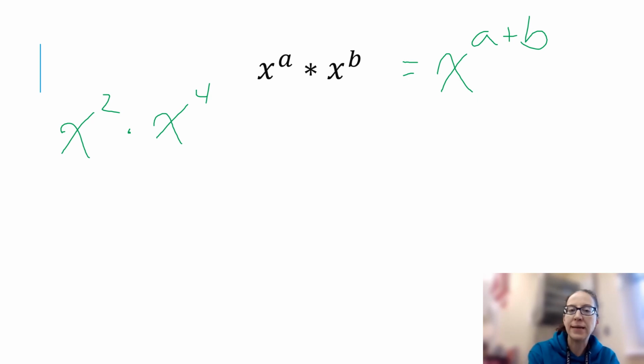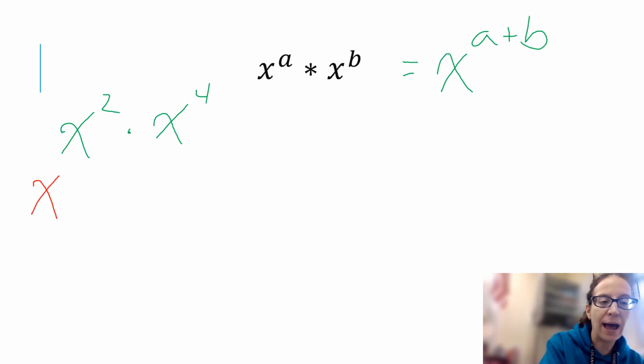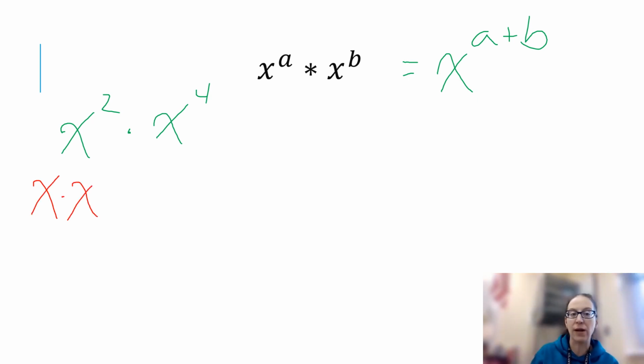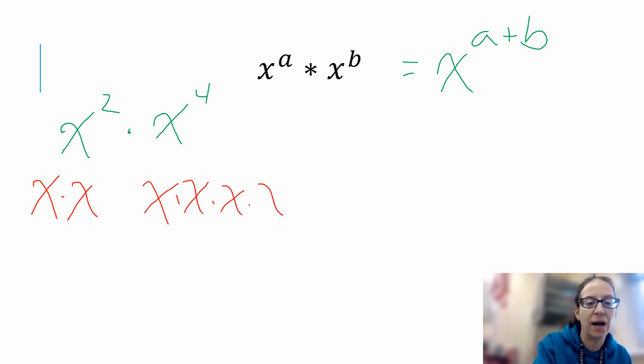That exponent tells you how many times x is used as a factor. So quite literally, x squared means x times x. That is the definition of an exponent. That is what that 2 is telling you. X to the 4th literally means x times x times x times x.